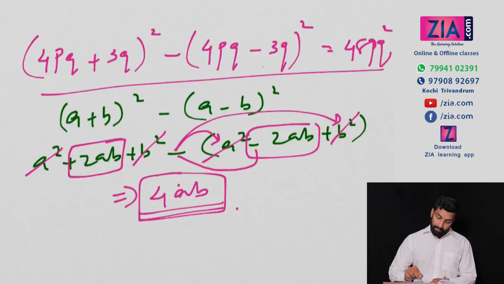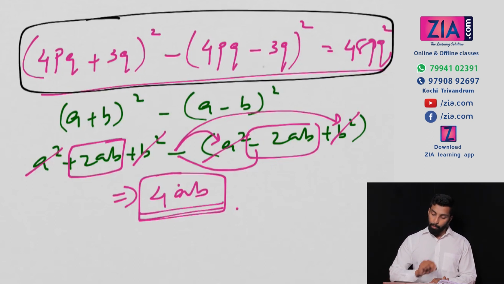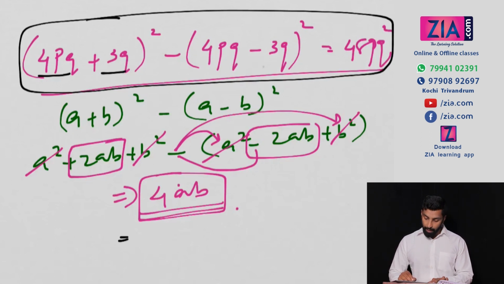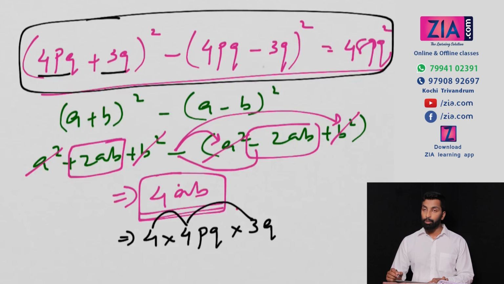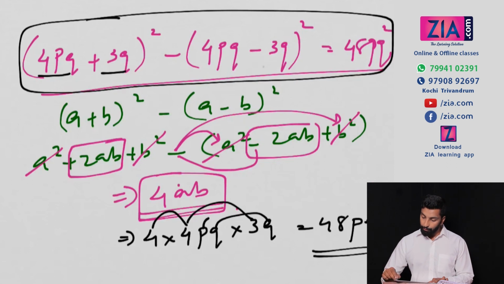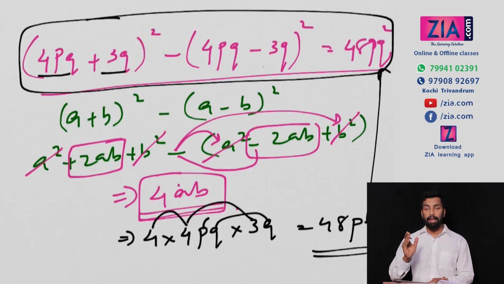So since this given expression is in the form of a plus b whole square minus a minus b whole square, your answer will be 4ab. And what are a and b here? This is a, this is b. So let's substitute a and b: 4 into 4pq into b, which is 3q. So 4 into 4 is 16, 16 into 3 is 48. Then p is there, q and q, q square. So your answer is 48pq square. Hence it is proved.